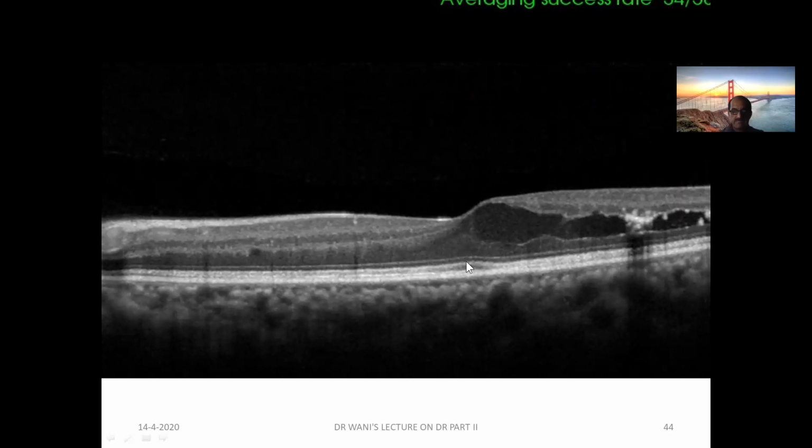Okay. Now the second bright line. The second bright line, which follows from here and rises a little, is the ellipsoid zone. Can you all see this ellipsoid zone? Very important. And the next line, you can see one thin white line here. Can you all see this? This is actually called the COST line, cone outer segment tip sign, or cone pigment epithelium interdigitation zone. And the last bright line is the RPE. So these 4 lines are very important, especially the external limiting membrane as well as the ellipsoid zone.